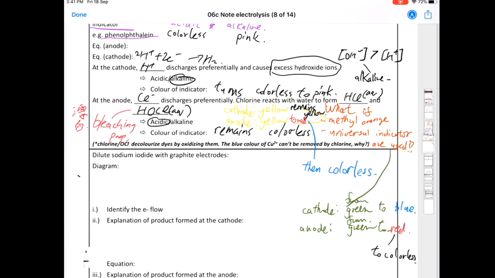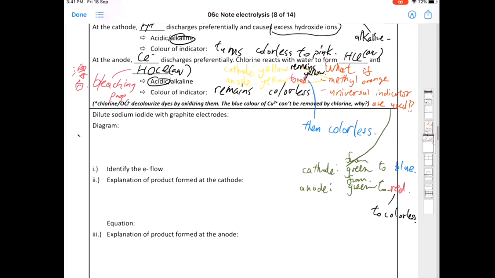And this is a whole set of results. So after studying the situation with concentrated and diluted chloride ion, we would like to study the electrolysis of another halide ion, that is iodide.